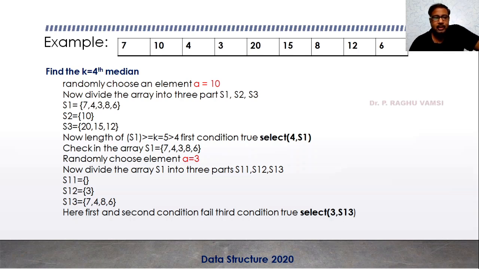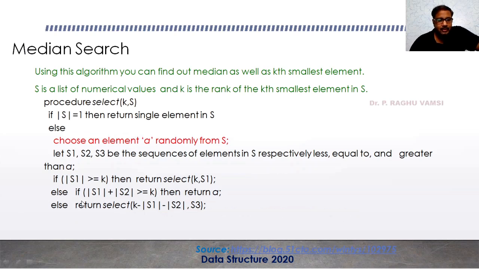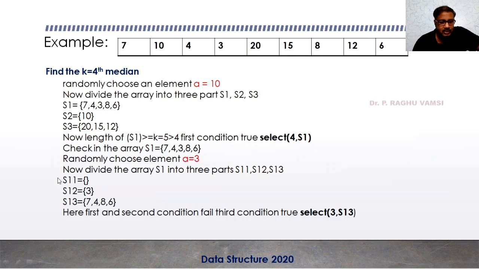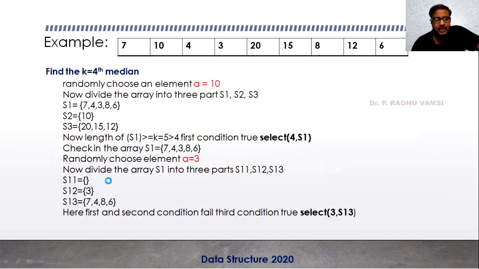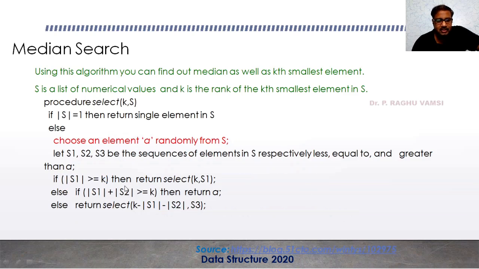Now apply this condition: is S11 plus S12 greater than k or not? Check it. Length of S11 is 0. Length of S12 is 1. 0 plus 1 is 1 only. 1 is not greater than 4. So the second condition failed. Next, is length of S11 greater than k or not? Length of S11 is 0. So two conditions were failed.